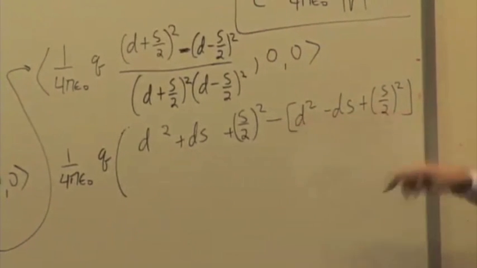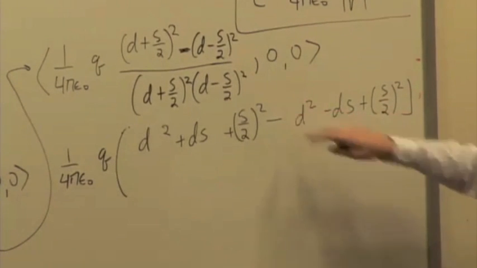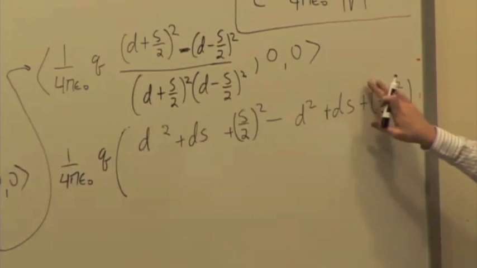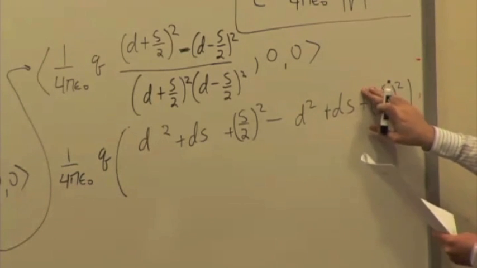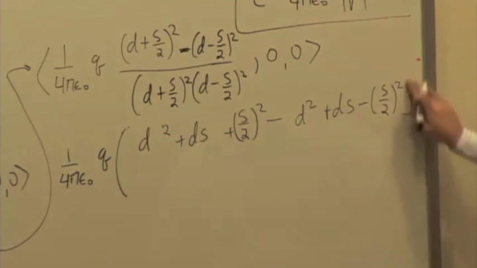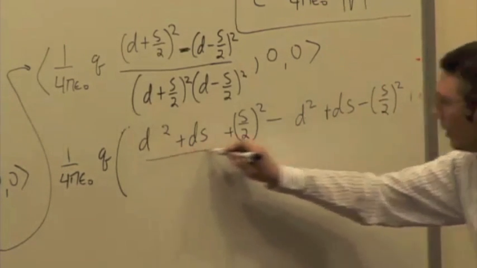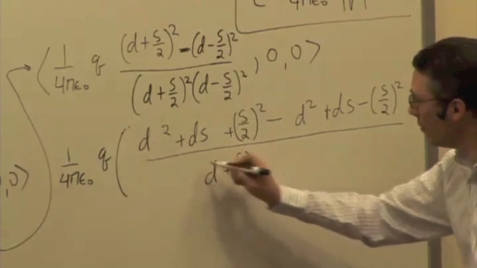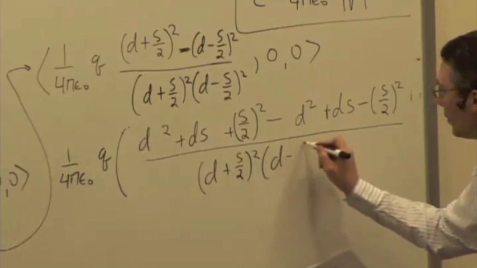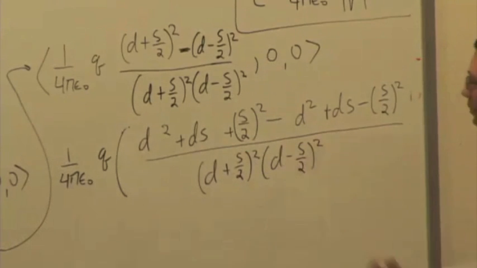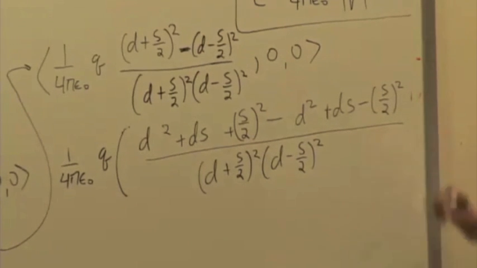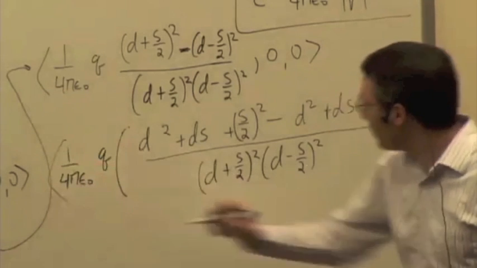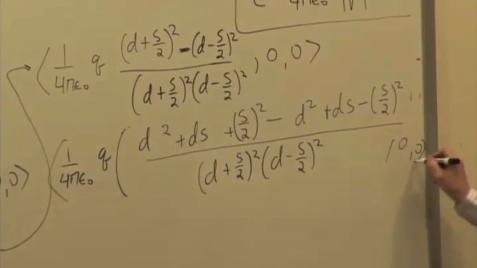And if I bring that negative sign through, I'll have a negative here, I'll have a positive here, and I'll have a negative here. Okay? All divided by (d plus s over 2) squared times (d minus s over 2) squared. And then this is, again, a vector expression, so this is comma 0, comma 0. I'm kind of running out of room there.